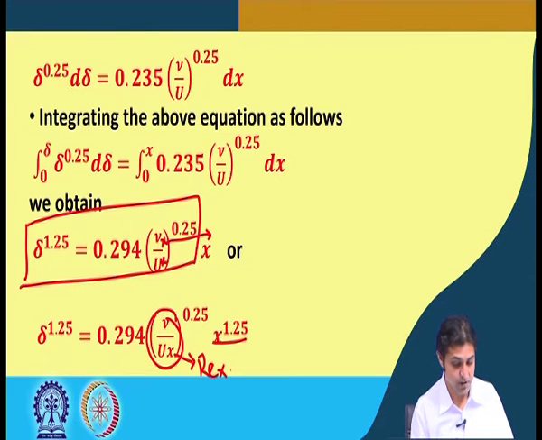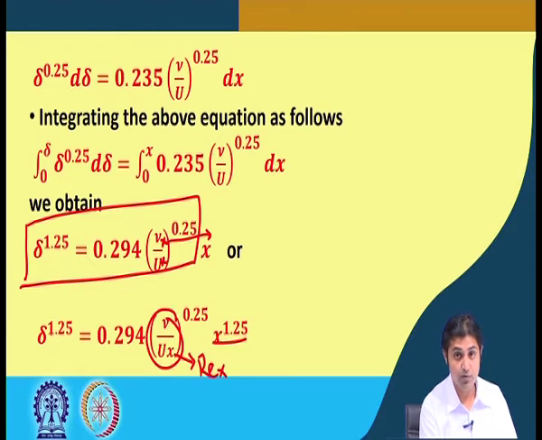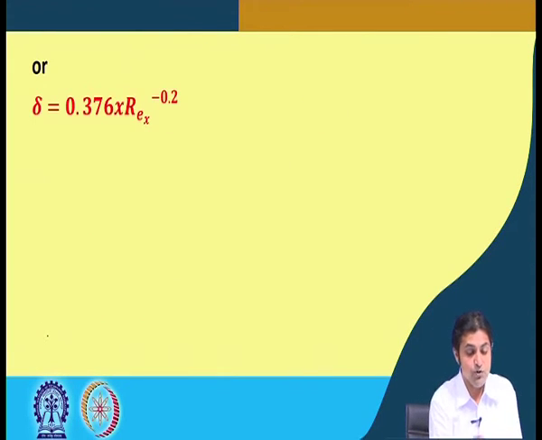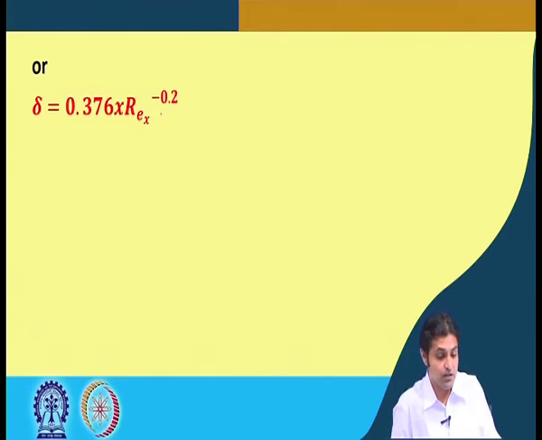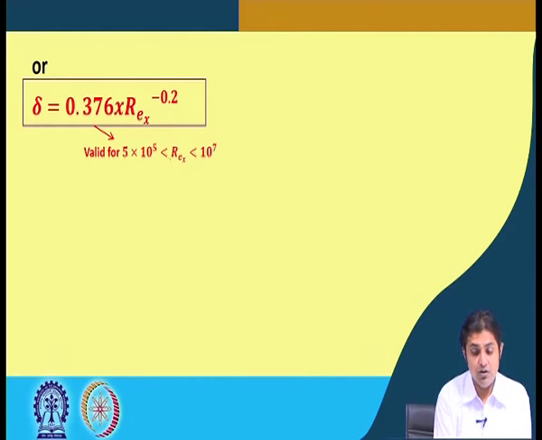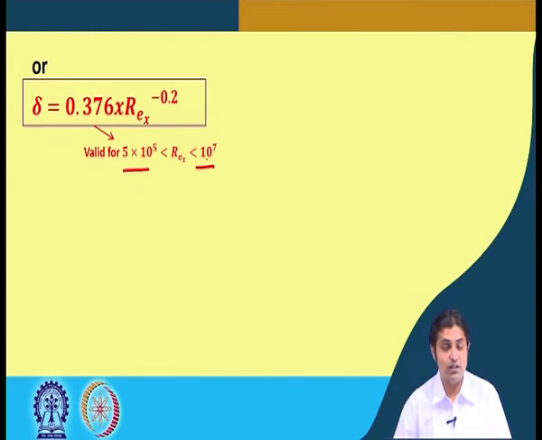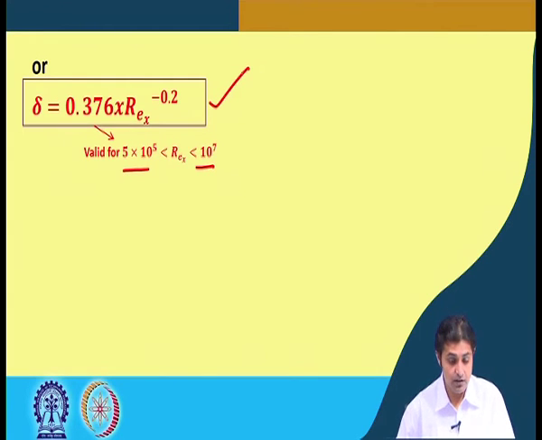A similar expression. So simply what we have done is, this was delta to the power 1.25, so this will become 0.25 divided by 1.25. When writing in terms of Reynolds number, 0.294 will become 0.376 x into Reynolds number to the power minus 0.2, and this is valid for Reynolds number between 5 into 10 to the power 5 and 10 to the power 7. This is the boundary layer value for a turbulent flow.